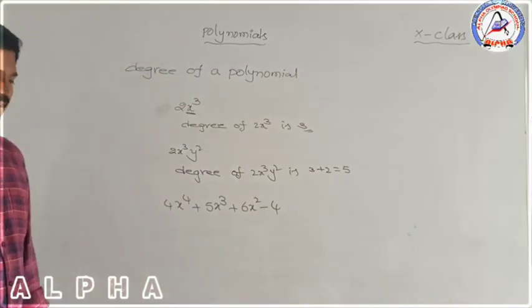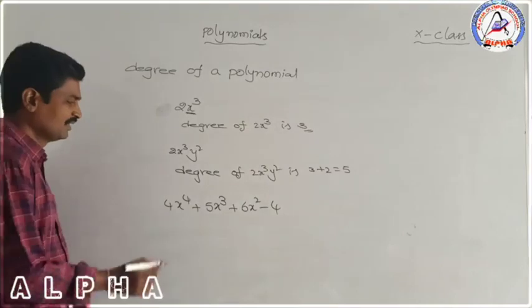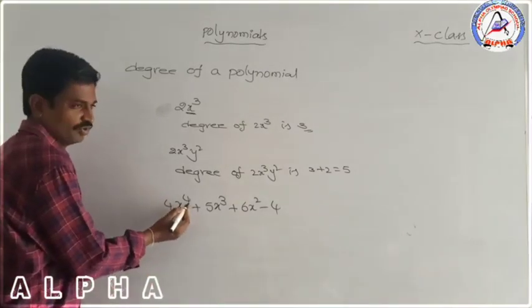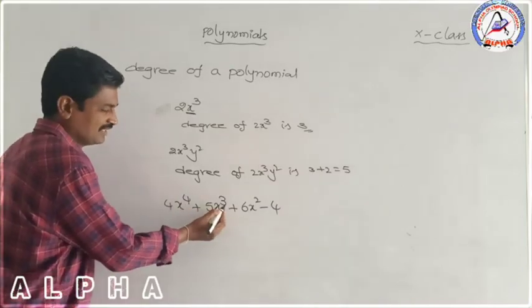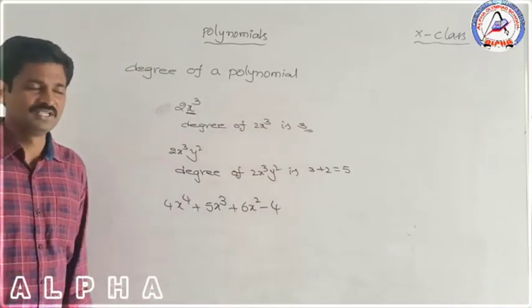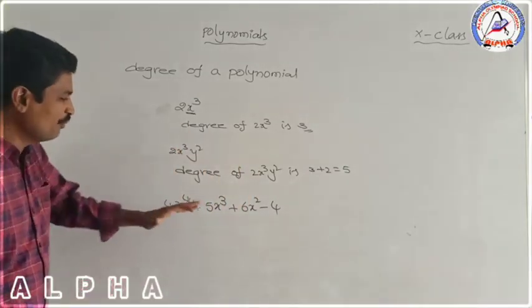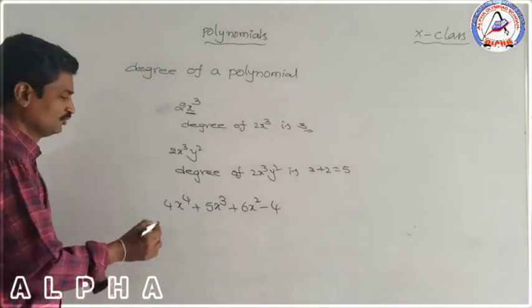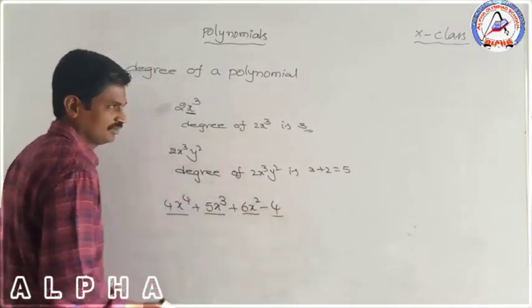It is a polynomial. Why? See, the integral power of x in the first term is 4, in the next it is 3, in the next it is 2, and next, there is no variable. Now, how can we find its degree? How many terms are we seeing here? This is the first term, second term, third term, fourth term.